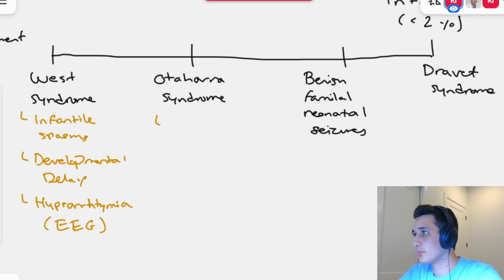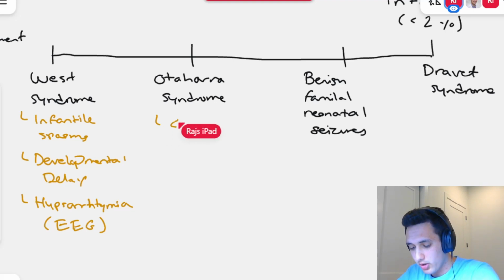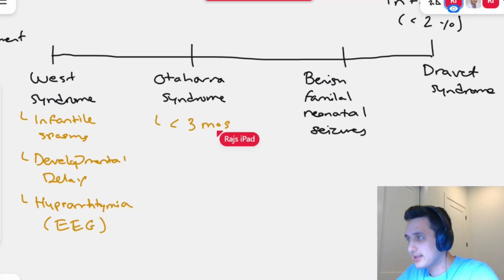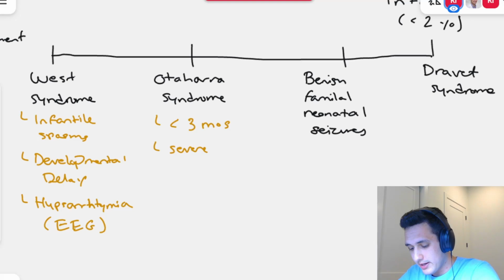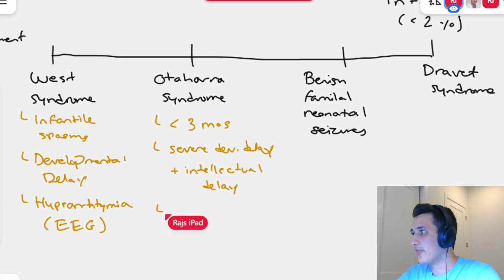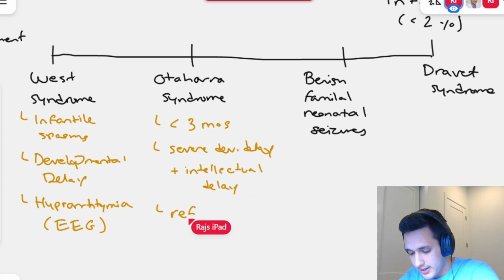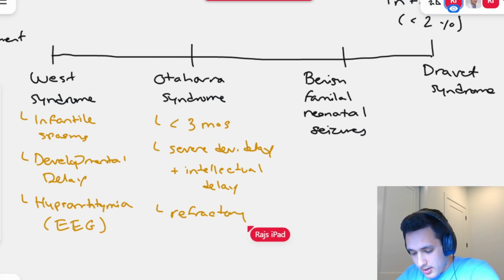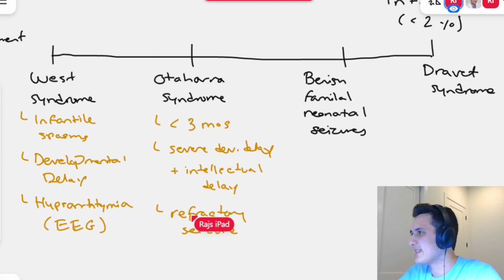Next, we have Ohtahara syndrome, which is a very sad condition in which there are seizures that present in less than 3 months of age, so pretty early on. We also get severe developmental delay as well as intellectual delay later on in life. And these seizures are very refractory to any anti-epileptic medication, which makes them really hard to treat, and it's a very sad condition. And I believe there's an associated decreased lifespan for these kids with Ohtahara syndrome.